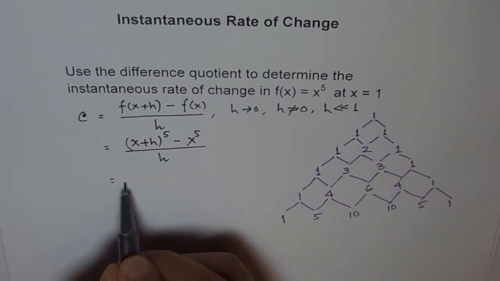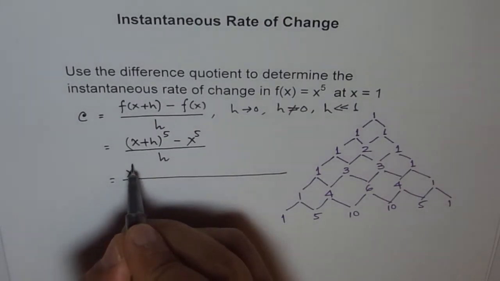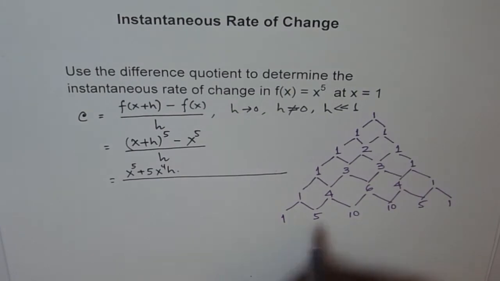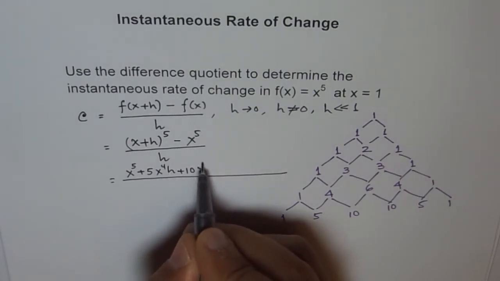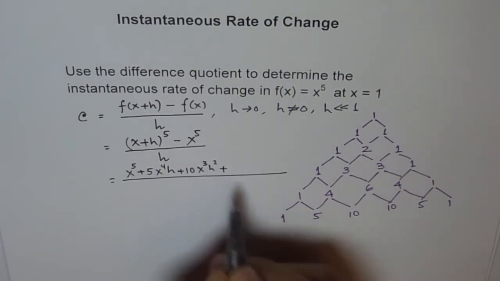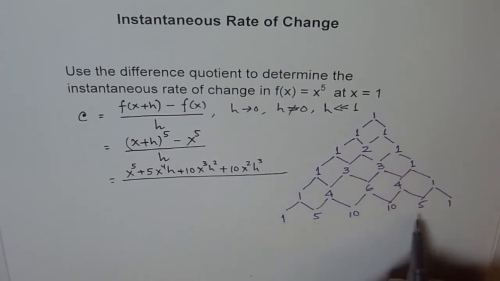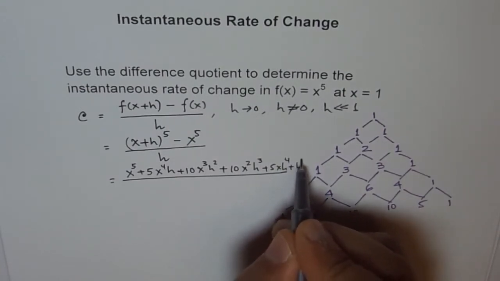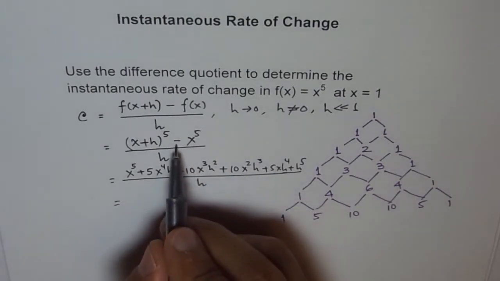So let me draw a long line here. x plus h to the power of 5 is x to the power of 5 with coefficient 1, plus 5 x to the power of 4 h plus 10 x cube h square. So these powers reduce and those powers increase, but their sum should always be 5, okay? And then again 10 x square h cube, right? Do you see the symmetry also? And then 5 x h to the power of 4, and then h to the power of 5, okay, over h, correct. And then this minus x to the power of 5.